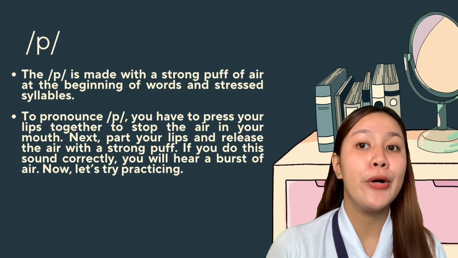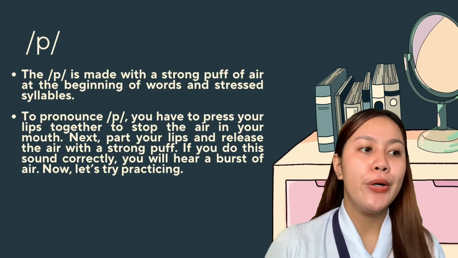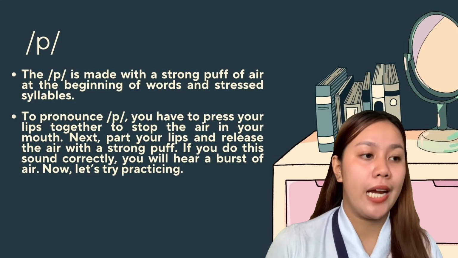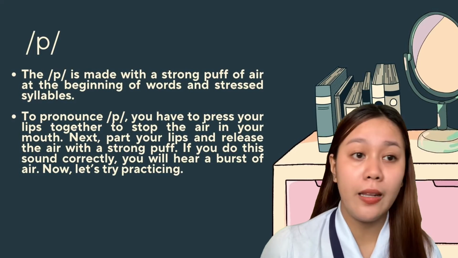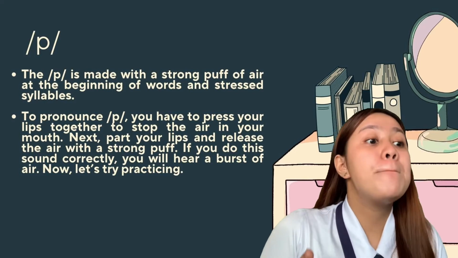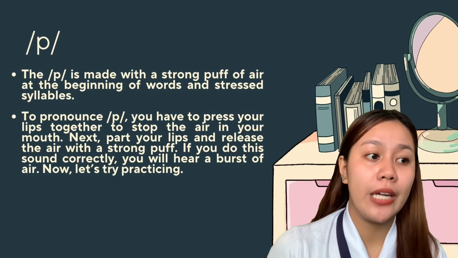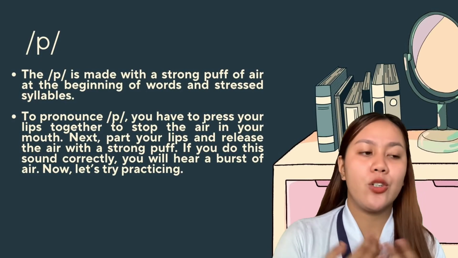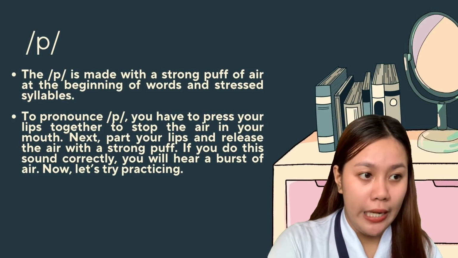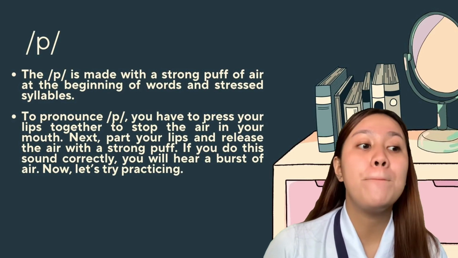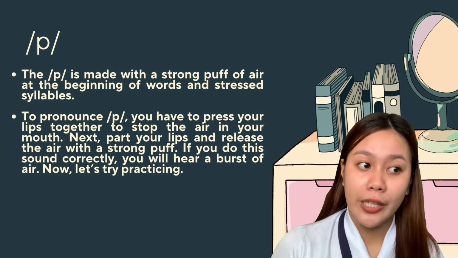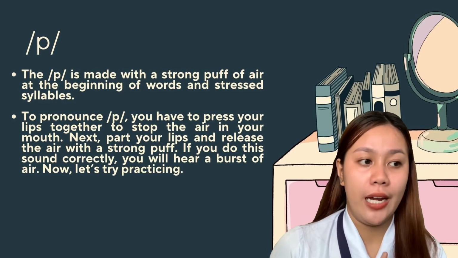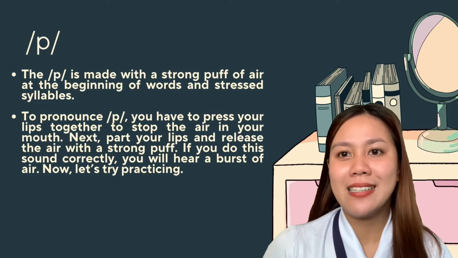Lastly, the /p/ sound. So the /p/ is made with a strong puff of air at the beginning of words and stressed syllables. To pronounce the p, you have to press your lips together to stop the air in your mouth. Next, part your lips and release the air with a strong puff. If you do this sound correctly, you will hear a burst of air. Now, let's try practicing.